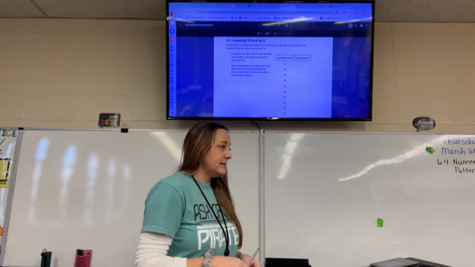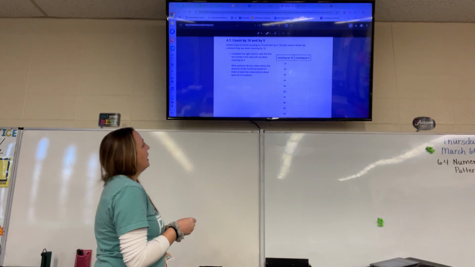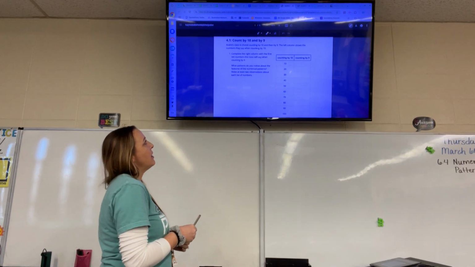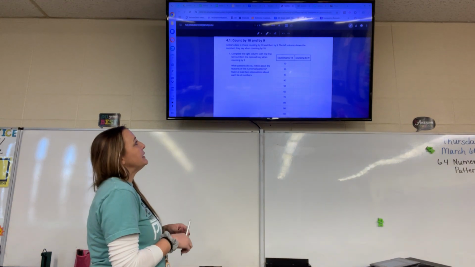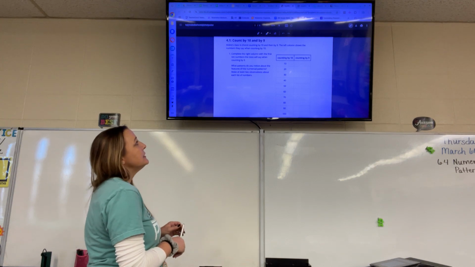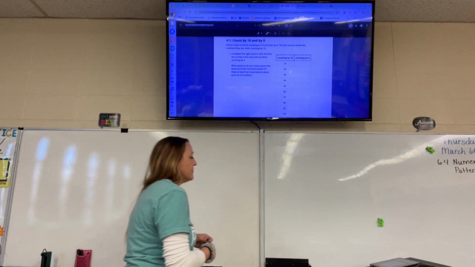Today we're doing lesson 6.4, numerical patterns. Andre's class is choral counting by 10 and then 9. The left column shows the numbers they say when counting by 10. Complete the right column with the first 10 numbers the class will say when counting by 9.